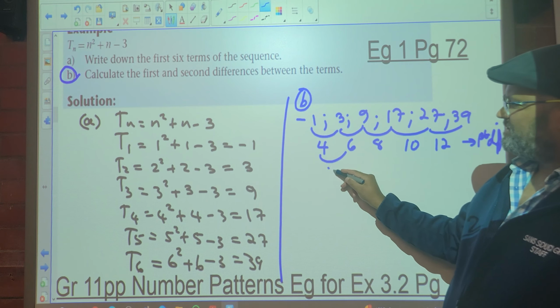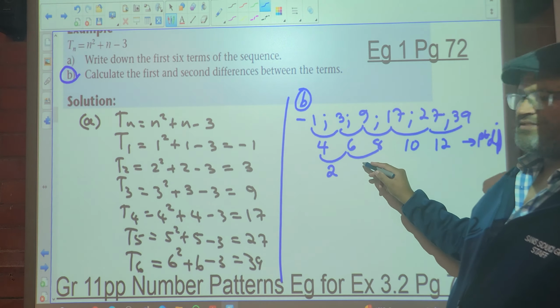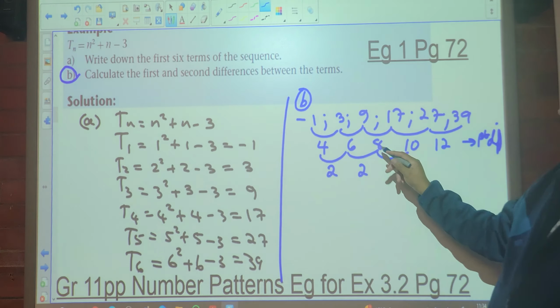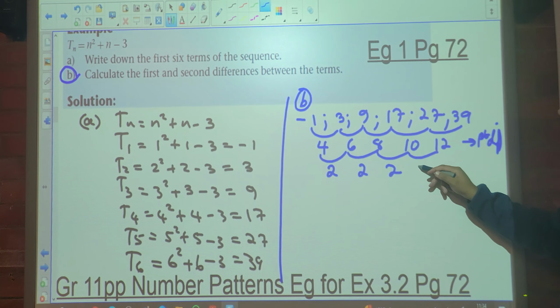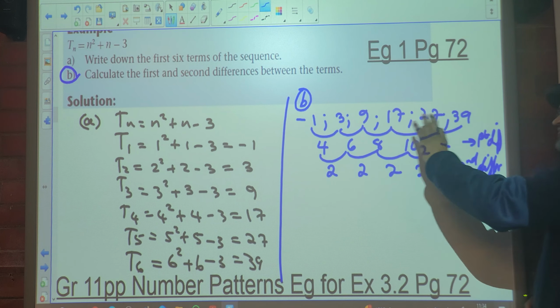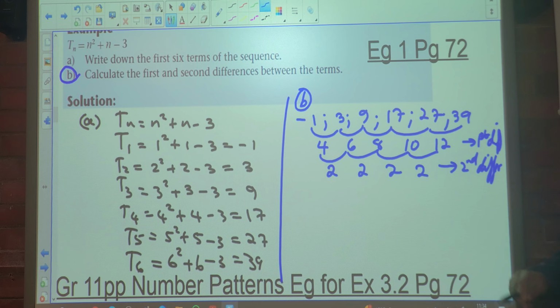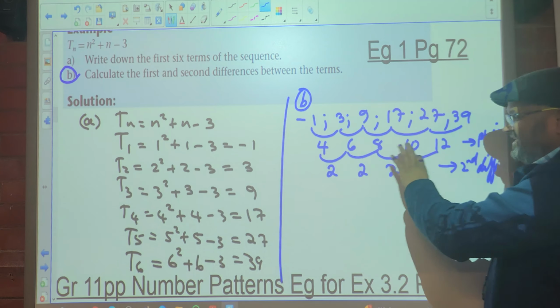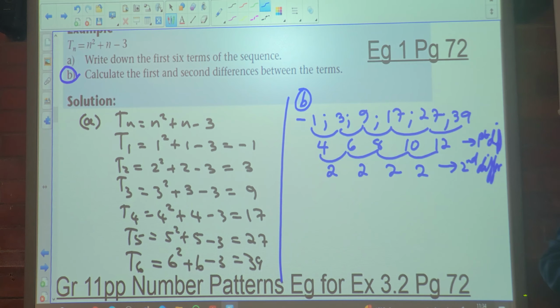So let's see here. 6 minus 4, 2. 8 minus 6, 2. What do I notice now? Now we have a second constant difference. Second difference. So when it was linear, it had a first common difference, or constant difference. When it's quadratic, it has a second constant difference. Can you see that, people?